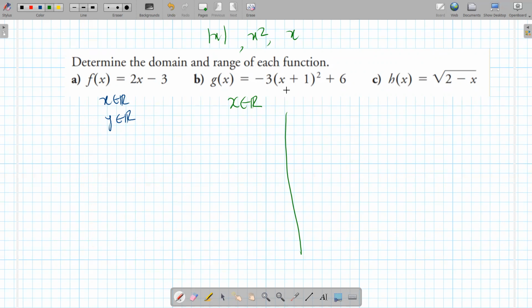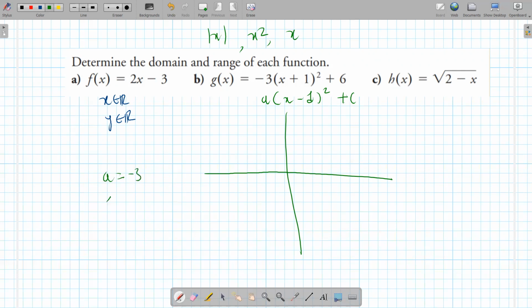Now, where's the vertex for this? And we can use our transformations to do this, right? Compare this with this. So we know the domain is x ∈ R because it's a quadratic, it's going to go infinitely to the left and the right. But on the y, it has a strict limit. So compare this with this, a(x - d)² + c. What is a?